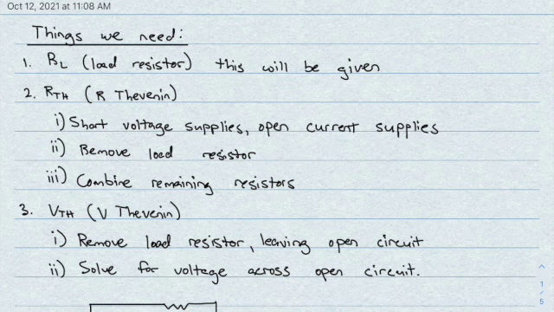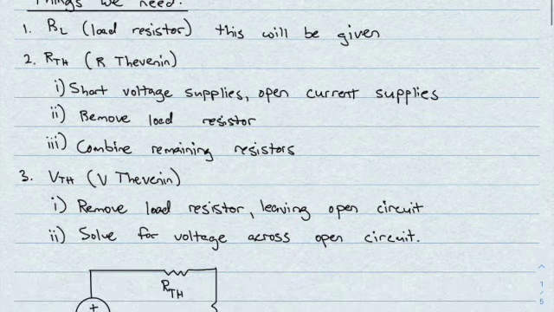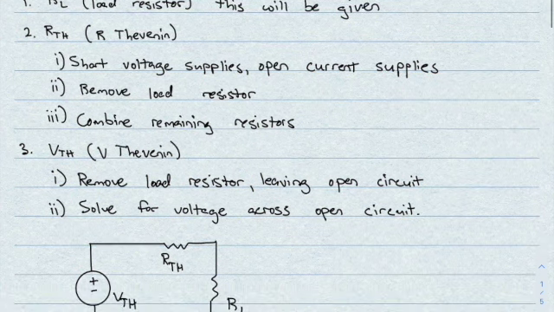So R load, the easiest one, this will always be given to you. R Thevenin, how you're going to get this is you're going to short the voltage supplies, open the current supplies, remove the load resistor, and then combine the remaining resistors that will be in series or in parallel.